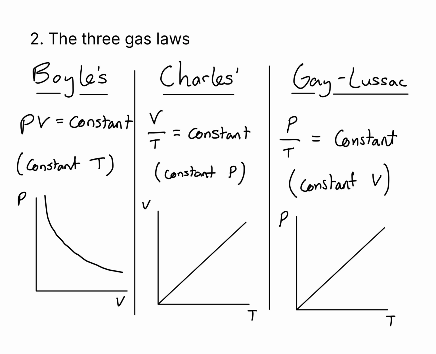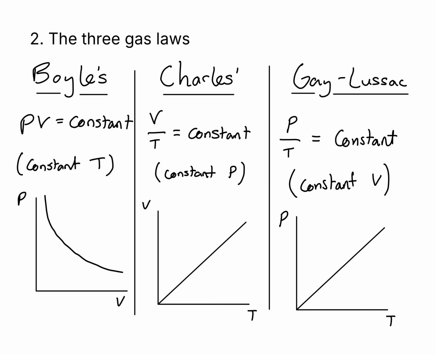Now the three experimental laws. Each holds one quantity constant and looks at the relationship between the other two. First, Boyle's law. At constant temperature, pressure times volume is a constant. Squeeze a gas into half the space and the pressure doubles, the same molecules hitting a smaller area more often.